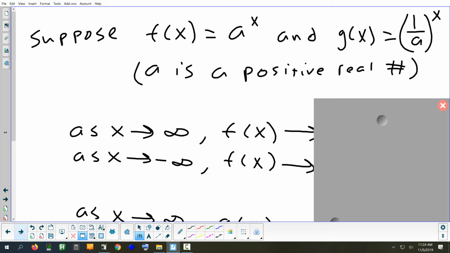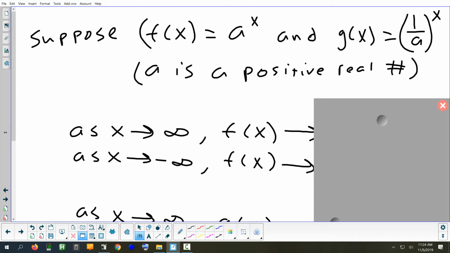So now I just want to generalize that. Instead of doing specifically 2 to the x and 1/2 to the x, we could do 3 to the x, and 4 to the x, and 5 to the x. I just want to look at a general pattern. So a is a positive real number: 2, 3, 4, 5, anything.